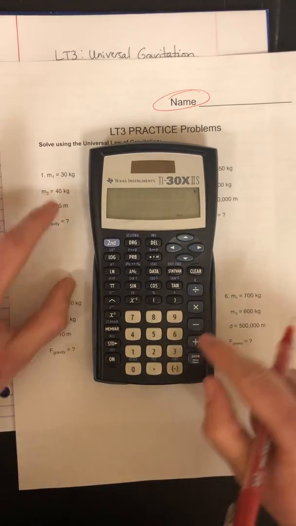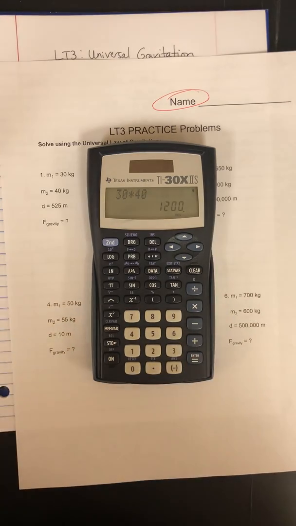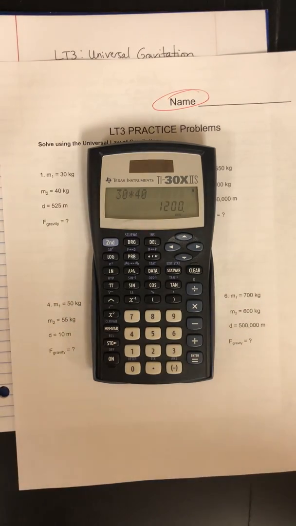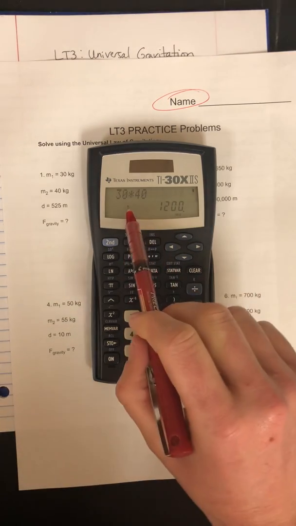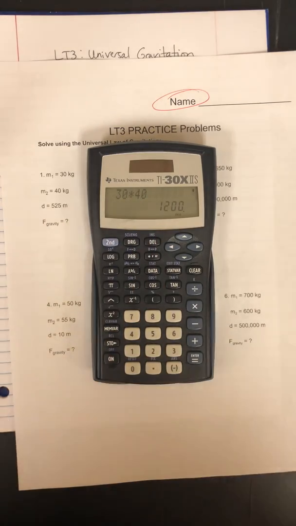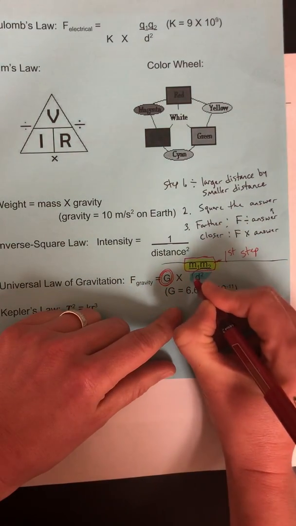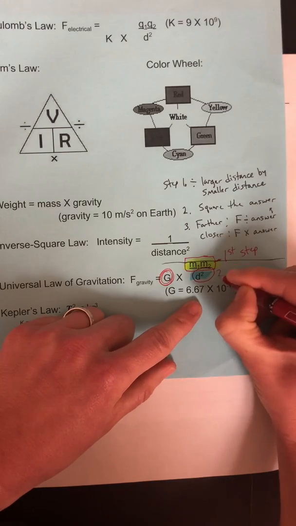So M1, M2, I'm gonna go 30 multiplied by 40. Just leave it. You do not need to write down intermediate steps. Just like in Coulomb's law, you did not have to write a single thing down. You just had the answer on your screen at some point. So that is step 1, which is mass 1 multiplied by mass 2. Answer is 1200. Second step is to take that answer you've got and divide it by the distance squared.